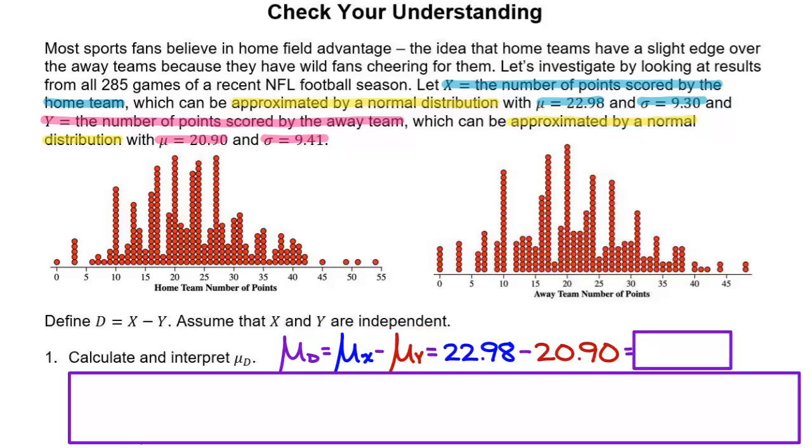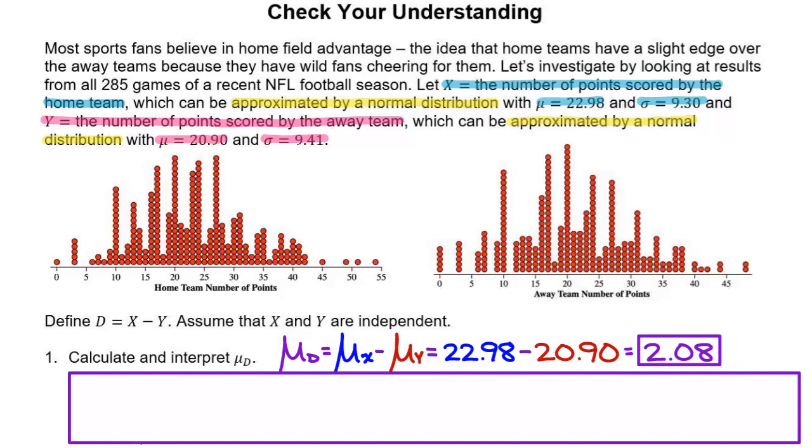Yep, that's exactly right. The mean of our new random variable D is equal to the mean of X minus the mean of Y. So I do 22.98 minus 20.90, and we get what? 2.08. So this is going to be the mean that we use for part C. That is the combined mean of X minus Y. They did also ask us to interpret this.